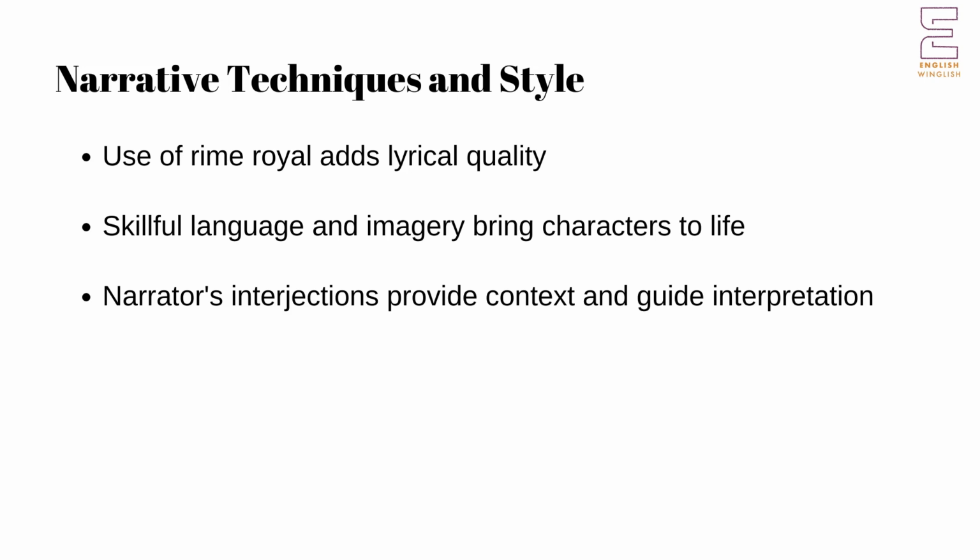Narrative techniques and style. Chaucer's use of rhyme royale adds a lyrical quality to the narrative, enhancing its emotional depth. His skillful use of language and imagery brings the characters and their experiences to life, making the poem accessible to readers of varying social standings. The narrator's frequent interjections and reflections add a layer of commentary, providing context and guiding the reader's interpretation of the story.